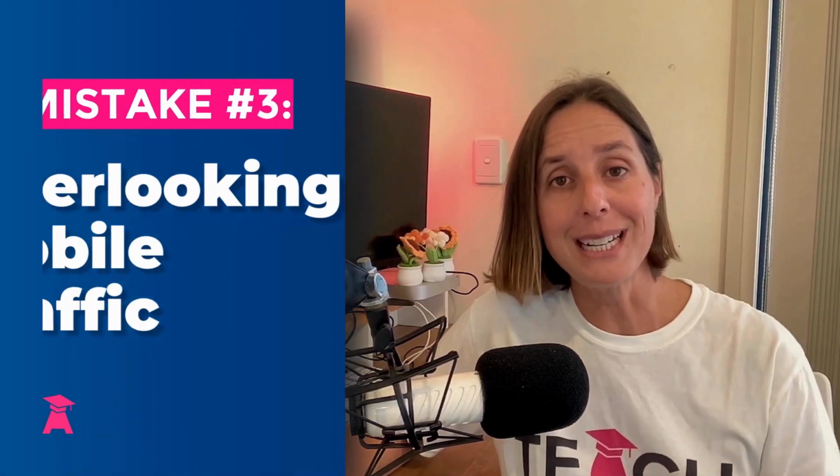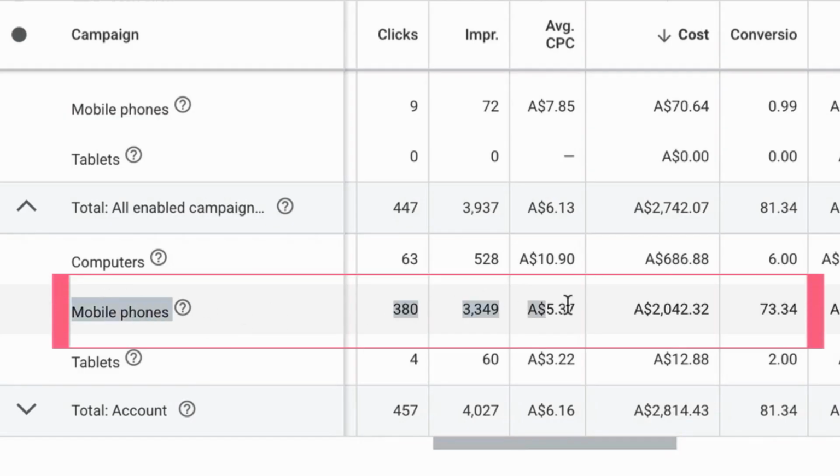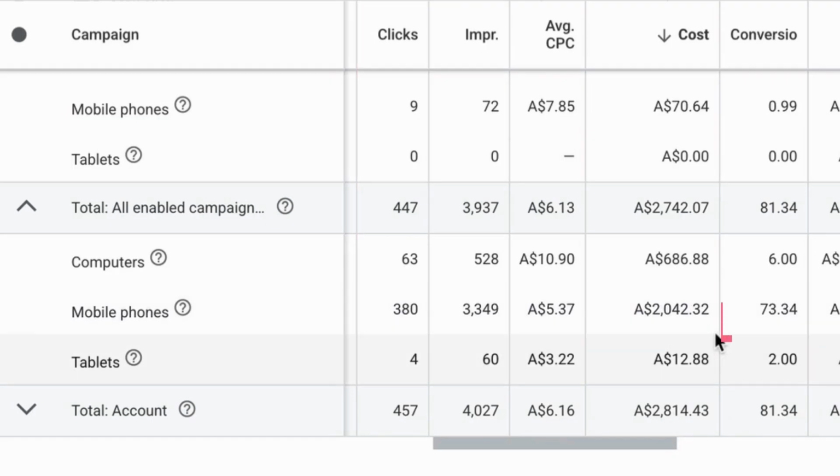And the third mistake is not optimizing your campaign for mobile. Right now, we live in a mobile world, and in the dental accounts that we manage, over 80% of the traffic is from mobile. As you can see here, mobile phones accounted for over 80% of the impressions, clicks, and conversions. So too many dental practices don't have their ad accounts optimized for mobile, nor their website.